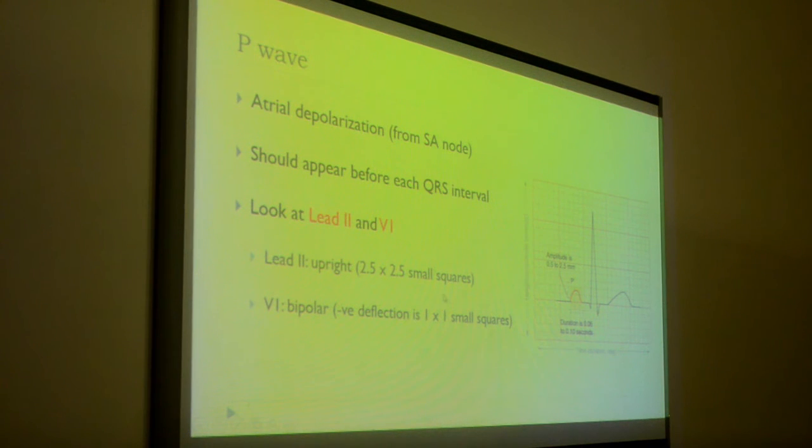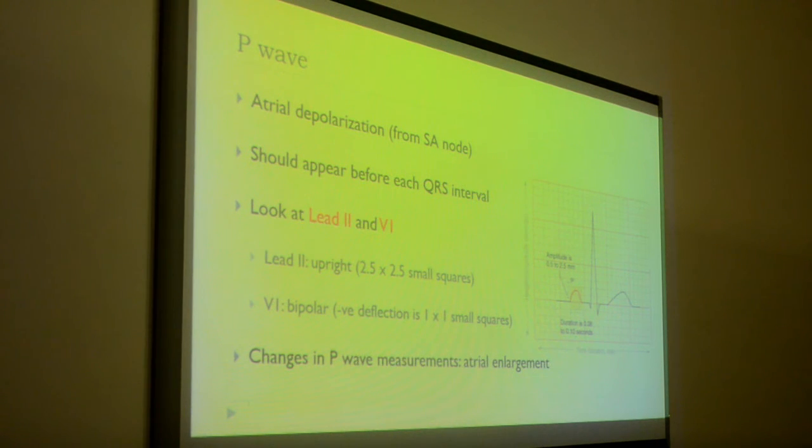The negative deflection is 1 by 1 small squares. And why am I bothering you with these measurements? Because they are important. If the measurements are altered, you could have atrial enlargement. Again, the P wave represents atrial depolarization; pathology in the P wave means a problem with the atrium.